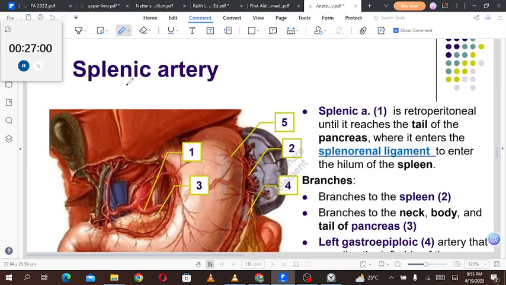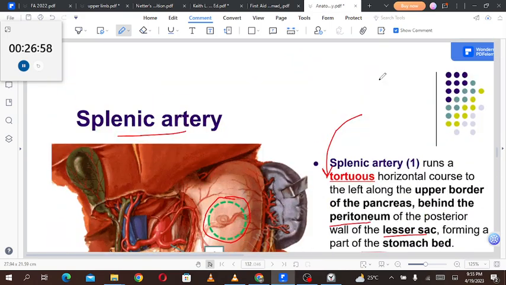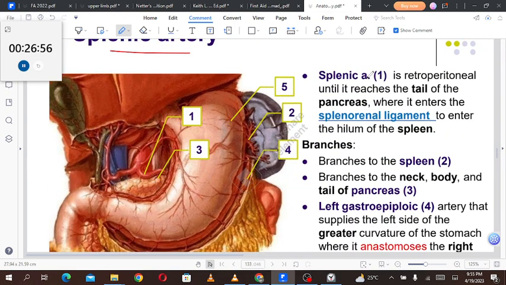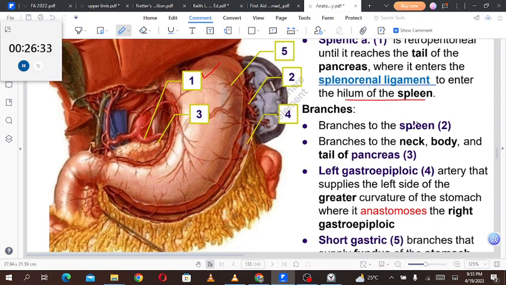Then we'll talk about the splenic artery again. We are continuing our discussion on the splenic artery. So the splenic artery is over here. It is retroperitoneal until it reaches the tail of the pancreas, where it enters the splenorenal ligament to enter the hilum of the spleen. The pancreatic tail is the only part of the pancreas that is intraperitoneal. So the splenic artery is also retroperitoneal until it reaches the tail of the pancreas, where it enters the splenorenal ligament to enter the hilum of the spleen.